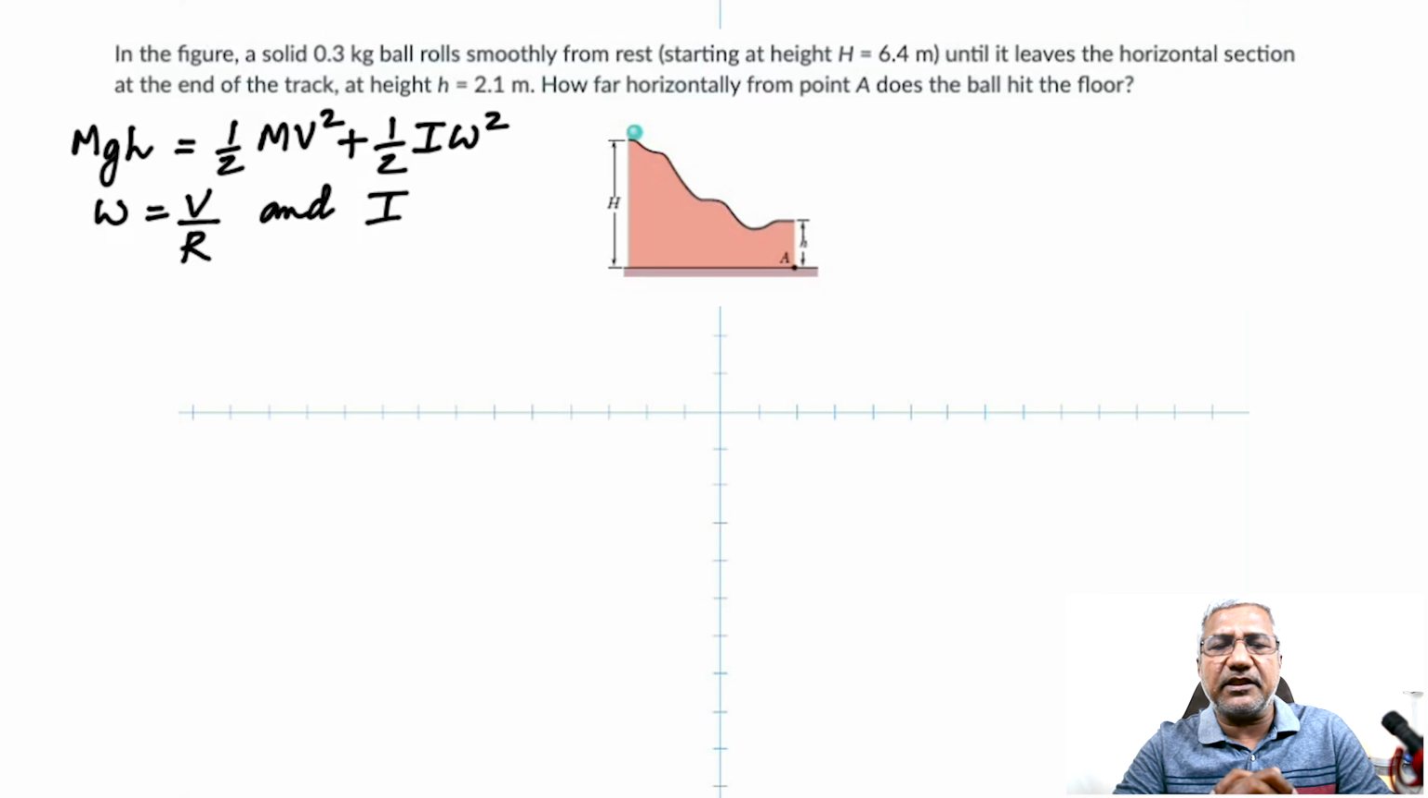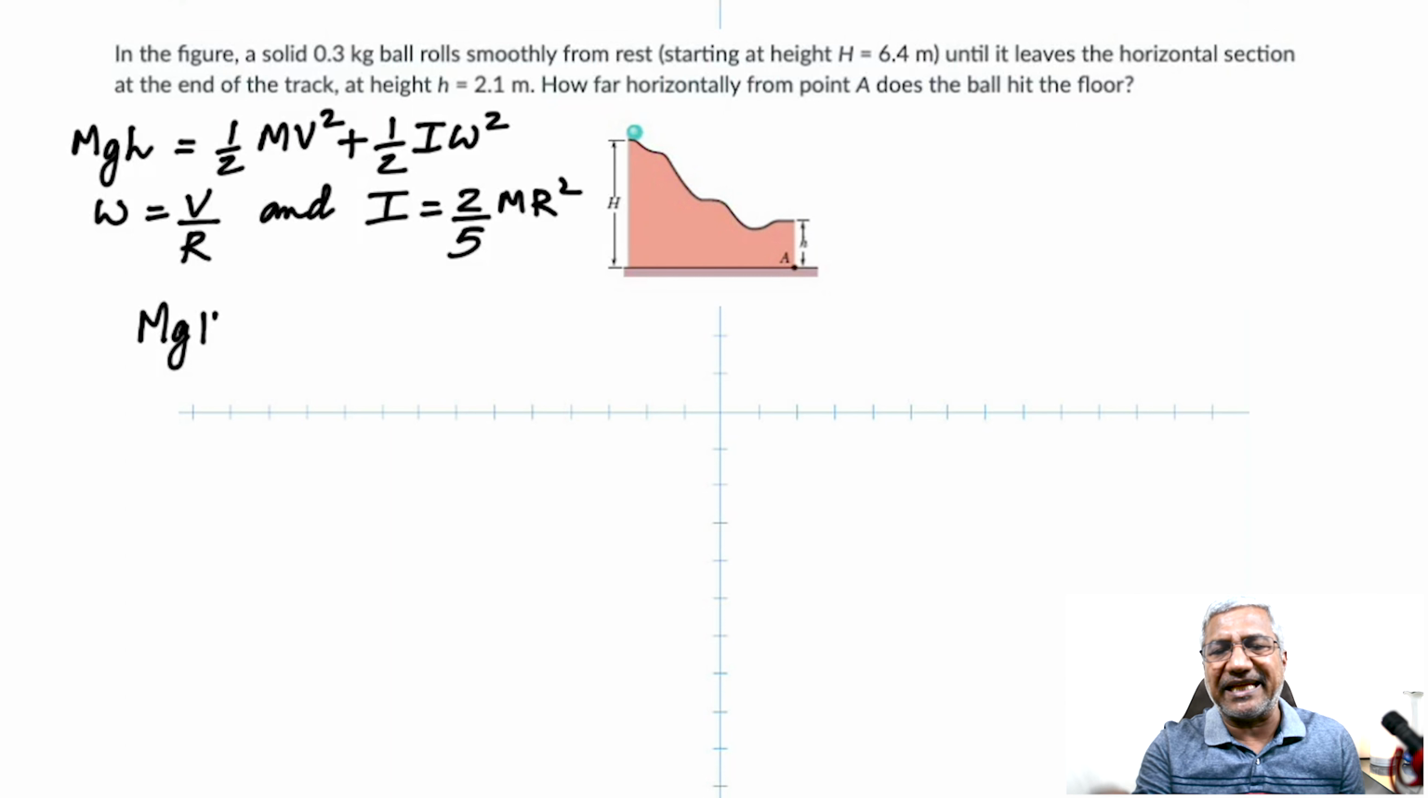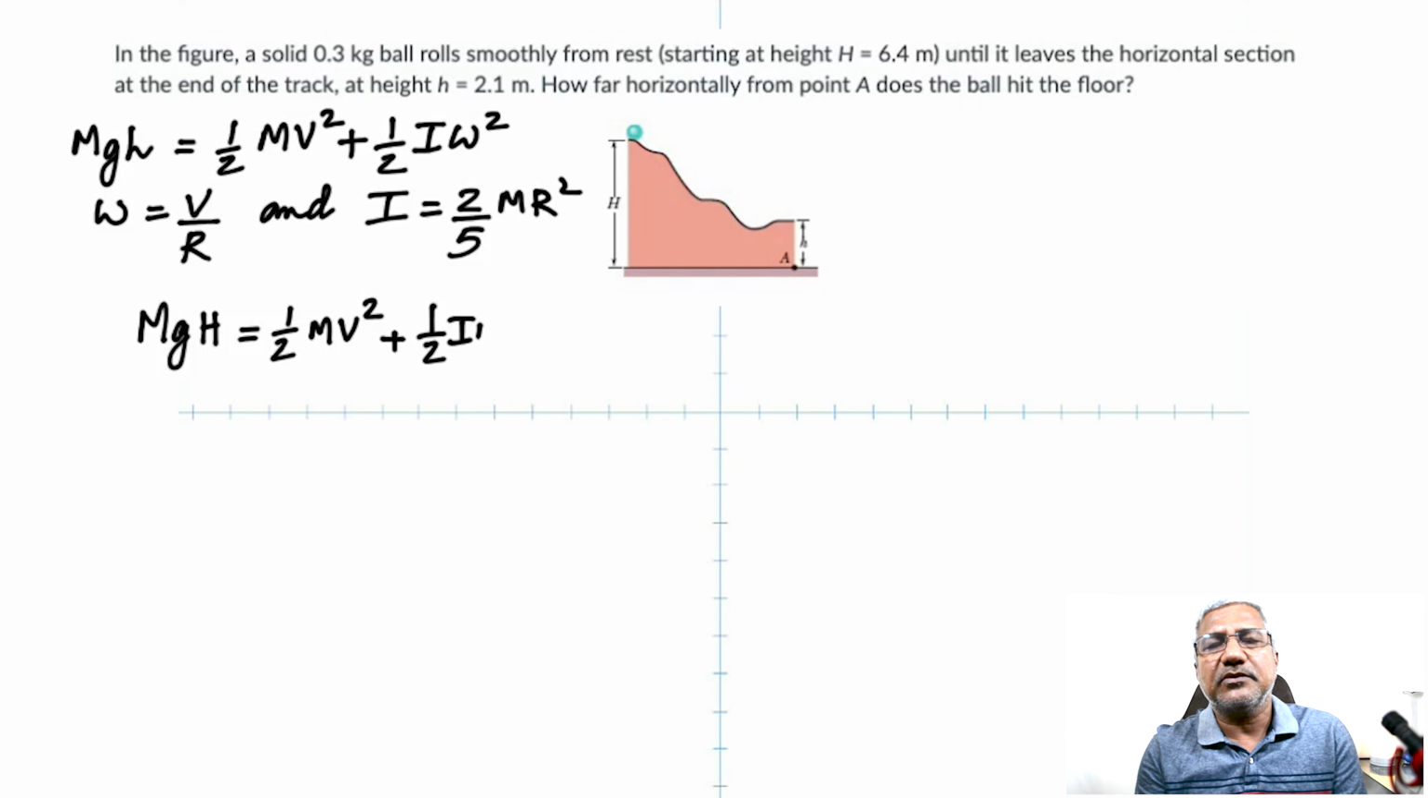And also omega is V by R, and I, because it's a solid sphere, a ball, is 2 by 5 mr squared. Now this is just a preliminary step which you're going to apply in this condition. That's why I did not put capital H there. Now I've done it. So the potential energy at the top is the total kinetic energy at this point plus the remaining potential energy, which is going to be mg times small h. So that's the fundamental equation that we were talking about.